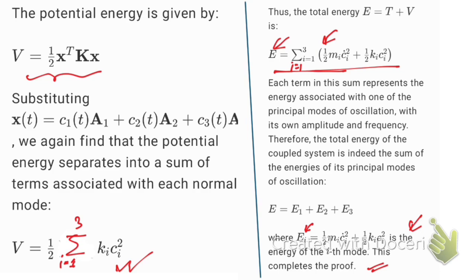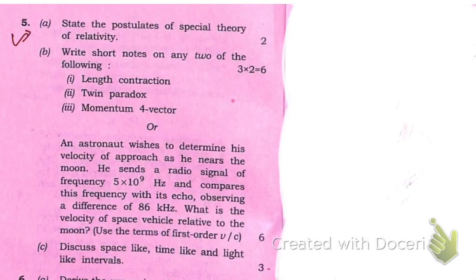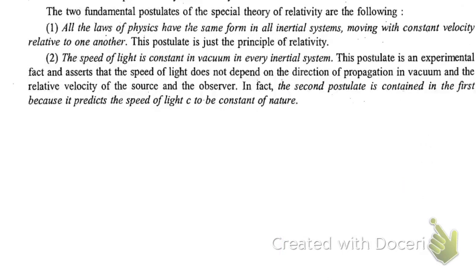Now let's move on to the next question, question number 5a: State the postulates of the special theory of relativity. Let me show you the postulates. This is the 5a answer, the two fundamental postulates of the special theory of relativity. This is 1, this is 2. Just pause the video and note it. Now let's move on to the next question.